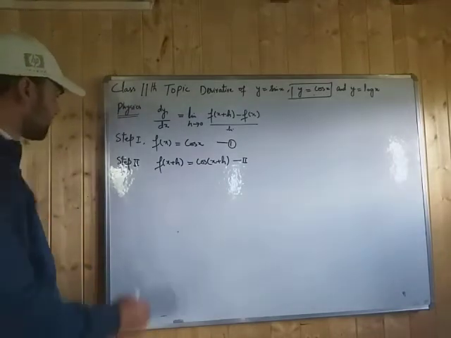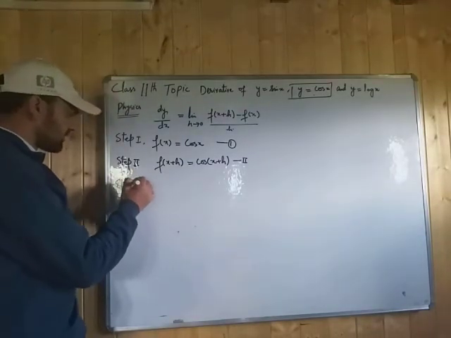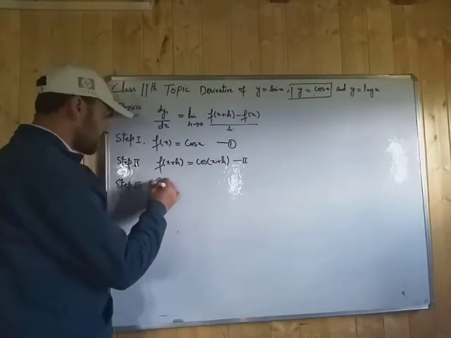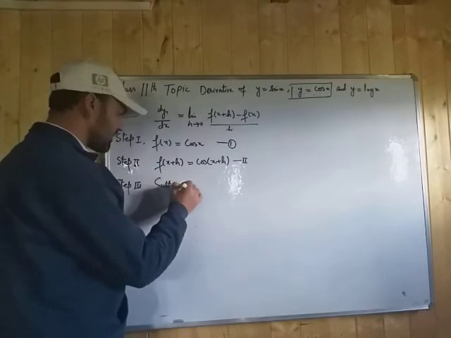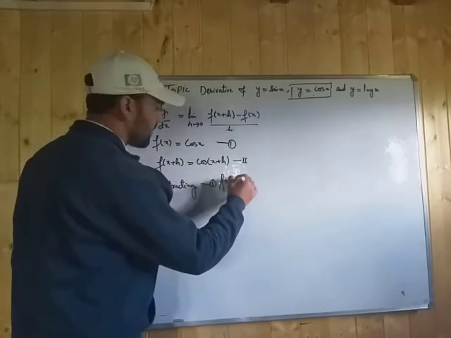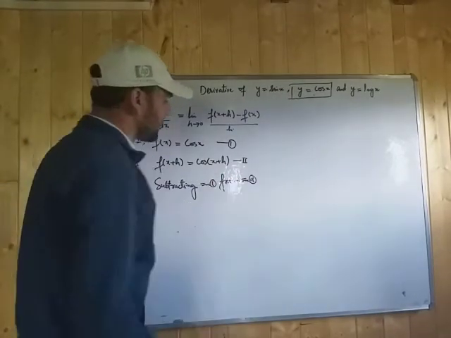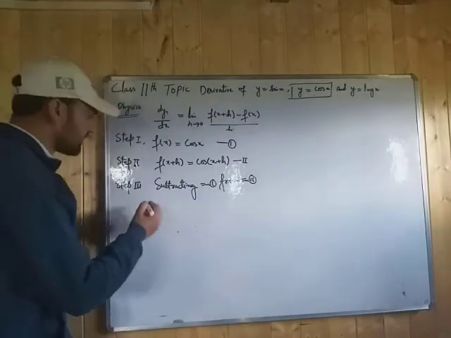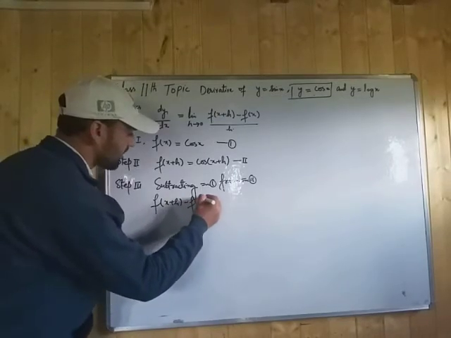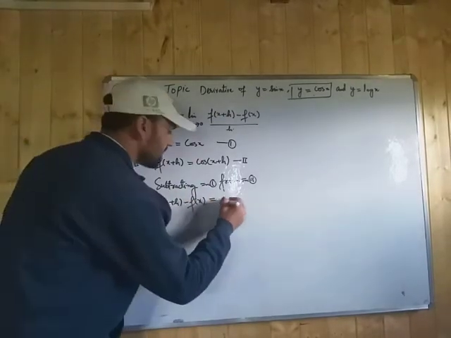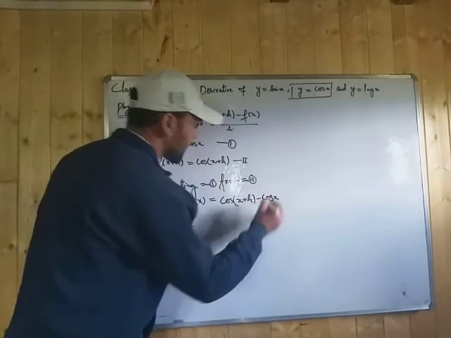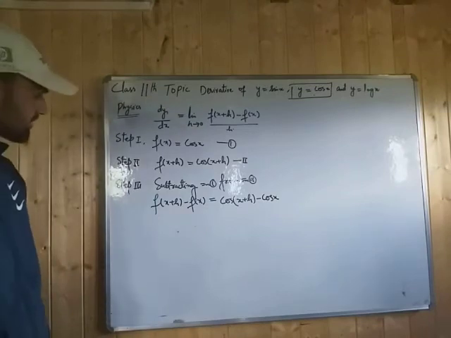Now step third is we subtract equation first from equation second. Subtracting equation first from equation second, we get f of x plus h minus f of x is equal to cos of x plus h minus cos of x.